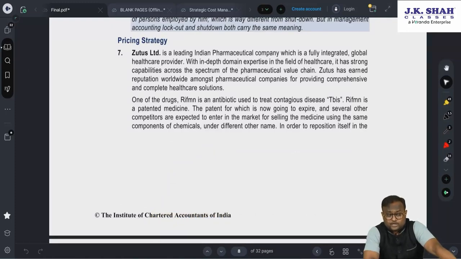Question number 7 is on pricing strategy. Zutus Limited is a leading Indian pharmaceutical company, a fully integrated global healthcare provider. With in-depth domain expertise in the field of healthcare, it has strong capabilities across the spectrum of the pharmaceutical value chain. Zutus has earned a reputation worldwide amongst pharmaceutical companies for providing comprehensive and complete healthcare solutions. One of the drugs, RIFMN, is an antibiotic used to treat the contagious disease TB. It is a patented medicine, and the patent is now going to expire, and several other competitors are expected to enter the market selling the medicine using the same chemical components under different names.